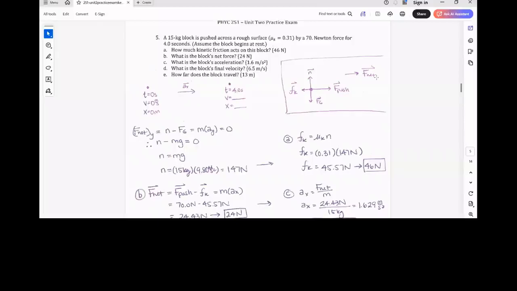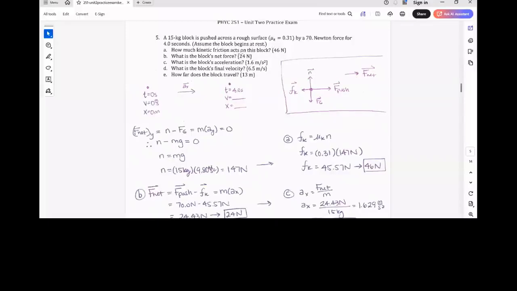So for part A, we want to figure out how much kinetic friction is acting on the block. We can go to the vertical net force expression for this, because the only two vertical forces we have to worry about are the normal force and the gravitational force. I know that those are going to add up to 0. So that means that the normal force and the gravitational force have to have the same magnitude. So I can calculate the gravitational force by just taking the block's mass and multiplying it by free fall acceleration. I get 147 newtons for the normal force.